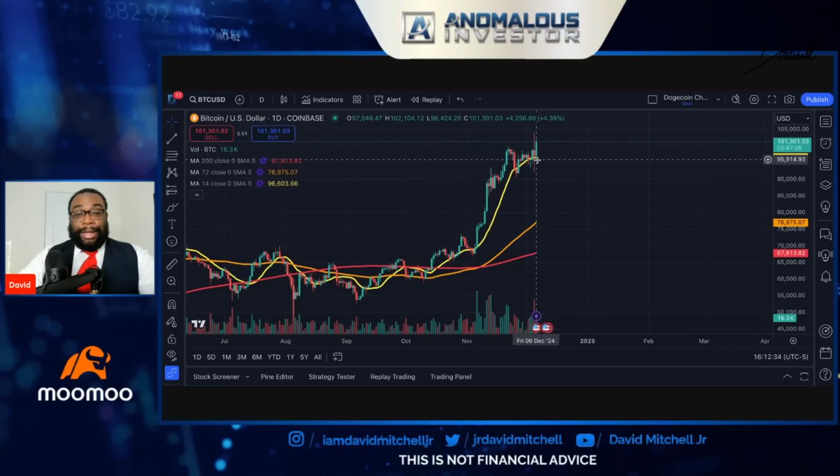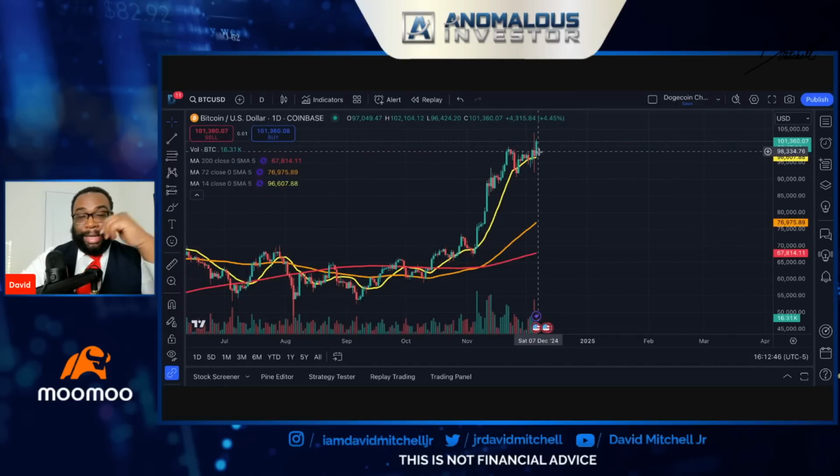Let's take a look at this here. We had the sell-off here, going down to, this is on the daily here. You'll see like a flash crash down here. It's like 92, then right back up above the 94. And then this huge candle here. This is the biggest green candle we've had.